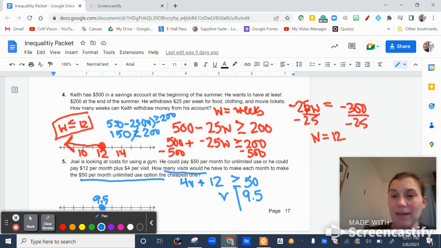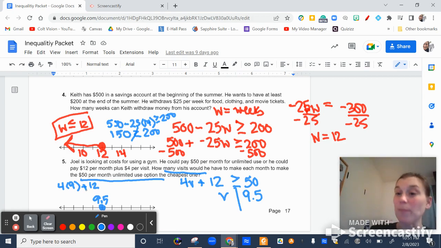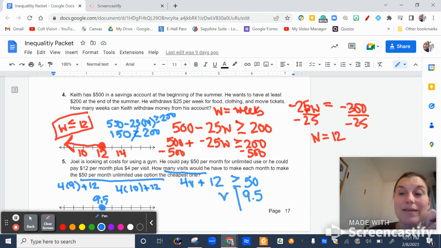Now, if we use 9 here, if I say 9 visits, well, 4 times 9 would be 36, plus 12 is 48. So that's $48, which is cheaper than 50. So now the per visit plan is cheaper. But if he does 10 visits, 4 times 10 plus 12 is 52. And now that's more than 50. So then now the unlimited plan is cheaper.